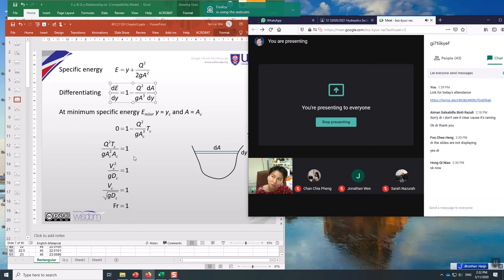Sometimes I would ask you to find critical depth. You can use this expression here, Q squared over g equals Ac cubed over Tc, and you can get your yc there. Then we know that Q over A is V, and D is also equal to A over T. Substituting D and V, you can rewrite this as V equals square root of gD. In chapter 1 we learned that Froude number is the ratio of inertial force to gravitational force. So it shows that Froude number equals 1 when E is minimum, which is when critical flow occurs.